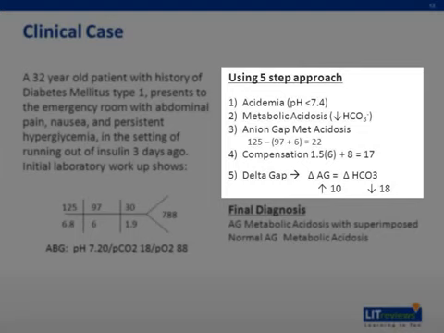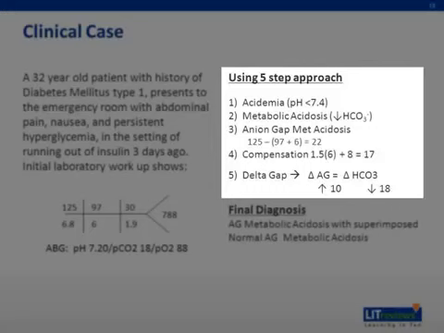A pH of 7.3 can only be explained by either an elevated CO2 or a decreased bicarbonate. If we look at the CO2, it is not elevated, so this is not a respiratory problem. If we look at the bicarbonate, it is indeed decreased, suggesting this is a metabolic acidosis. Third step is the anion gap, and the calculated anion gap here is 22, so this is an elevated anion gap metabolic acidosis.